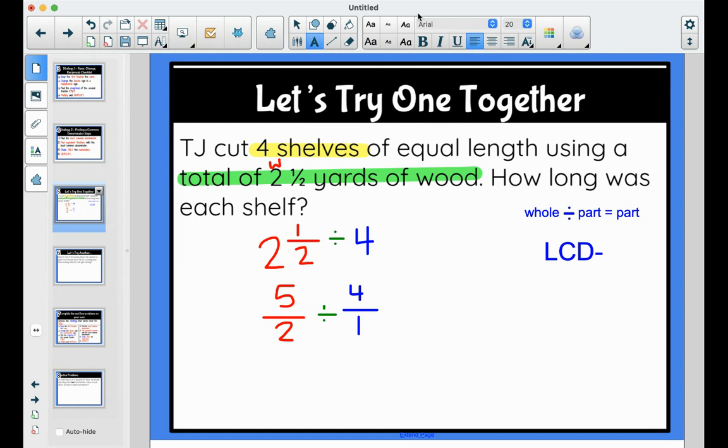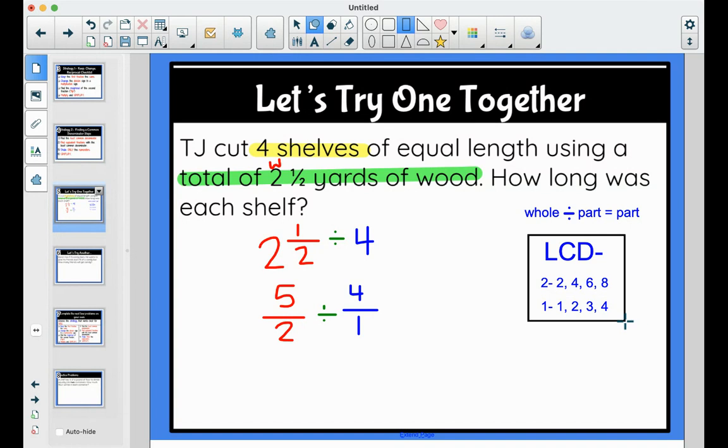So now I just have to find my least common denominator for my two denominators. In this case, my denominators are 2 and 1. So I need to find my multiples of 2 and my multiples of 1. So 2, 4, 6, 8. And then my multiples of 1 are 1, 2, 3, 4. So I'll stop it there and I'll see if they have anything in common. They do. They have the 2 in common. So that's the denominator I am going to use for this particular problem.